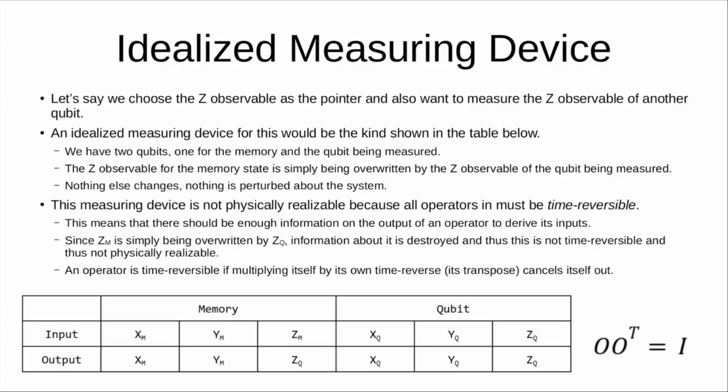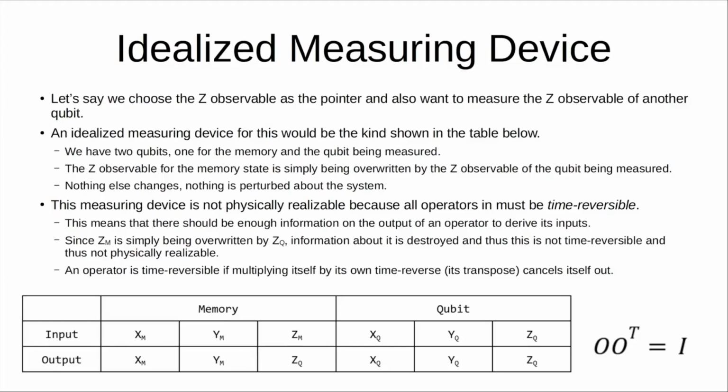So let's talk about an idealized measuring device. What if we had the perfect possible measuring device that we can think of in our head? For an idealized measuring device, you can look at this table at the bottom. We have the inputs and outputs after we apply a bipartite operator. We have our 2 qubits labeled as memory for the measuring device, and the qubit that we're actually measuring.